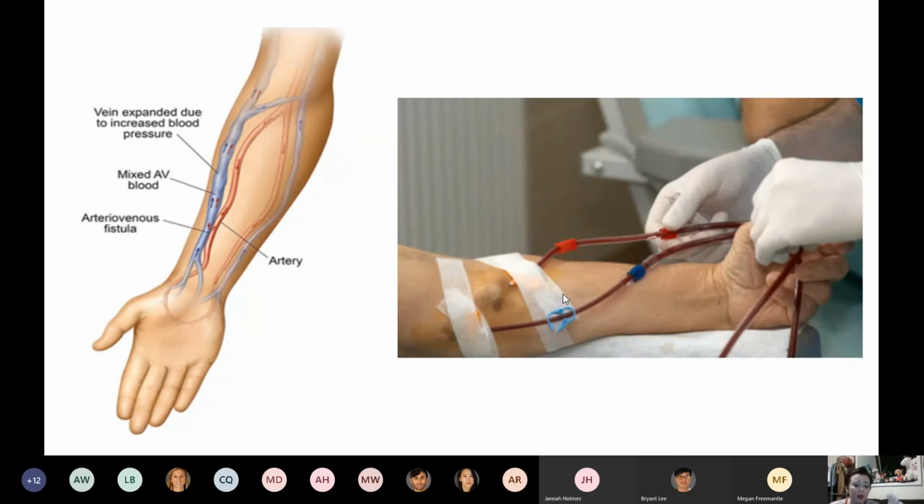When you put your fingers on them, it's almost like a buzzing sensation. It's really strange because you've got such a turbulent high blood flow going from the artery into the vein. So that's just a point of interest for anyone who hasn't seen one in real life yet.